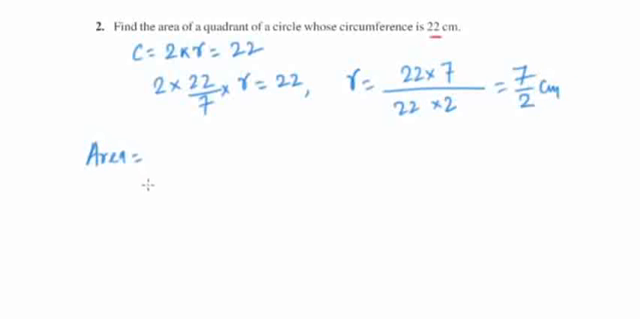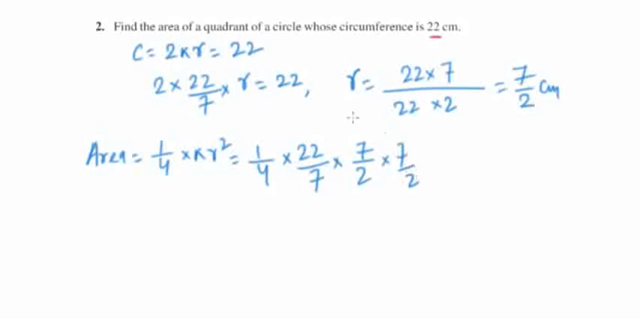Now we know how to find the area of a quadrant of a circle. So it is basically 1/4 of the area of the circle, or we can say that 1/4 of pi r square. So from here we will get 1/4 multiplied by 22 by 7, and we have the radius, that is 7 by 2 multiplied by 7 by 2. So on solving this, we will get the area of a quadrant of the circle as 77 divided by 8 square centimeter.